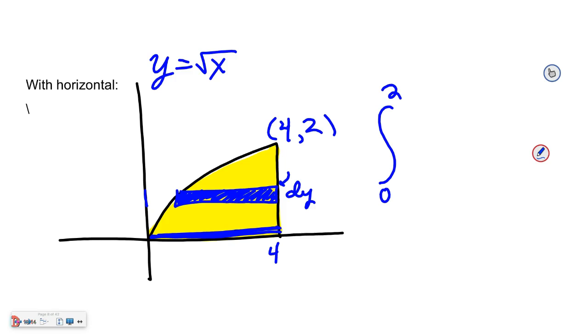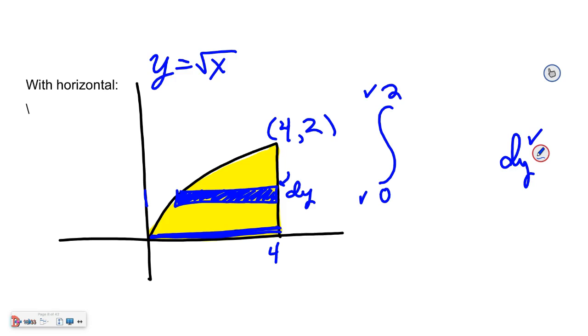The rectangle still has 2 dimensions. It's just this time one of them's dy. So this is calculus of a single variable. I need this all in terms of y. I've got my limits from y, 0 on the y-axis up to 2 on the y-axis. I've got the height of my rectangle in terms of y.